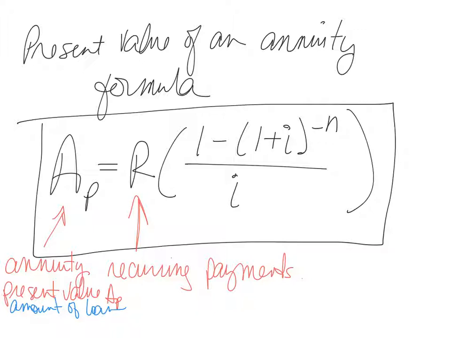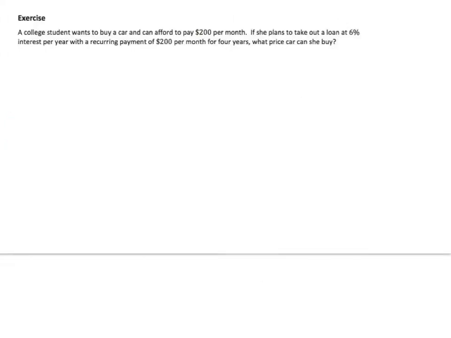So we can use this formula to find the payment amount R given the size of the loan A sub P. Amount of loan, size of loan, recurring payments. Or we can find the size of loan A sub P if we know the size of the payments R. So it's a very useful formula. We can find this if we're given that, or we can find that if we're given this. Okay, it goes back and forth. All right, let's try an exercise.